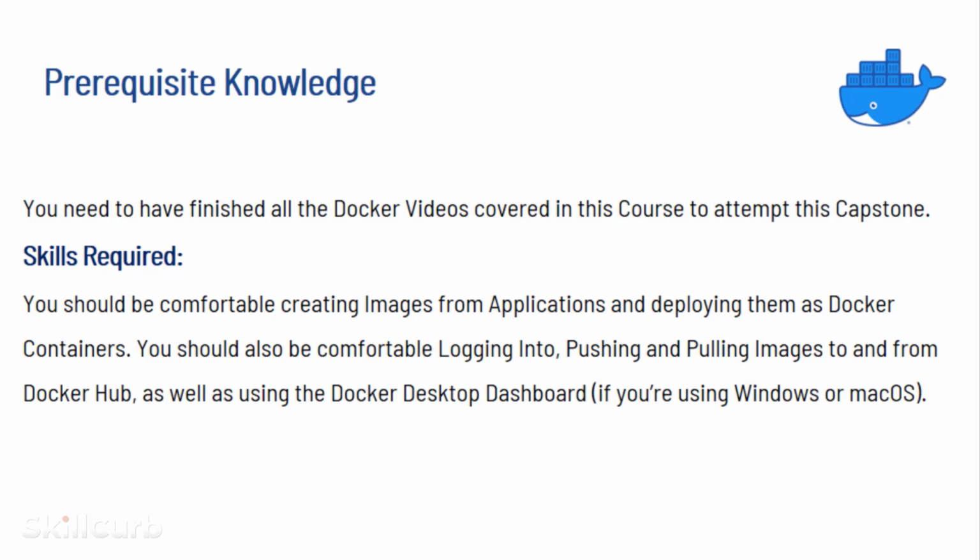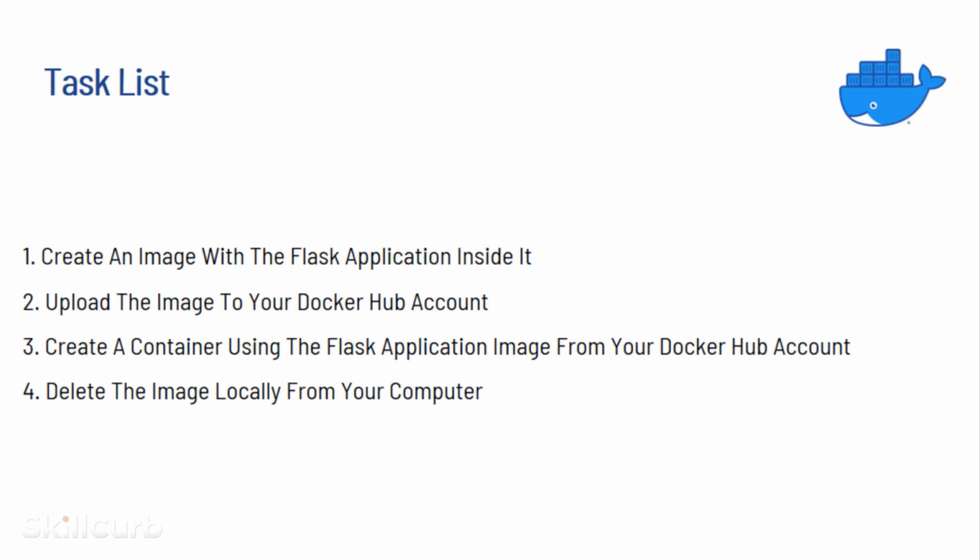You must be used to creating Dockerfiles, images, and containers to attempt this capstone. All of these concepts have been explained in sections 1 to 4. This capstone is a 4-step process. First of all, you have to create an image with the Flask application we use throughout the course inside it. Next, you have to upload that image to your Docker Hub account. Then, you have to create a container using the Flask application image that you created.